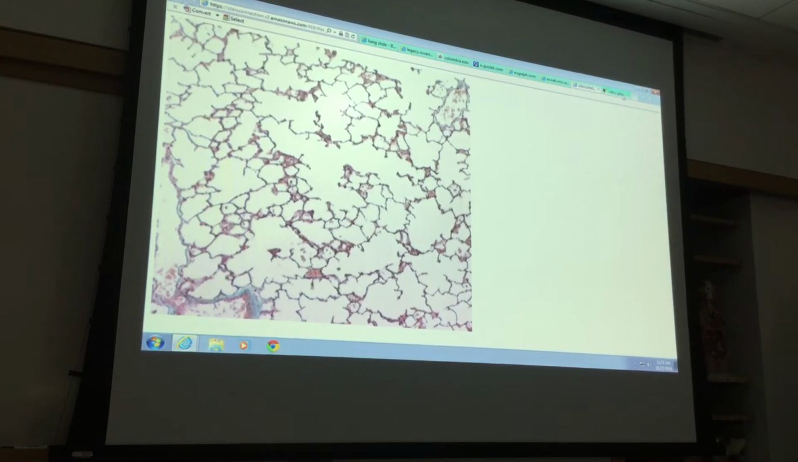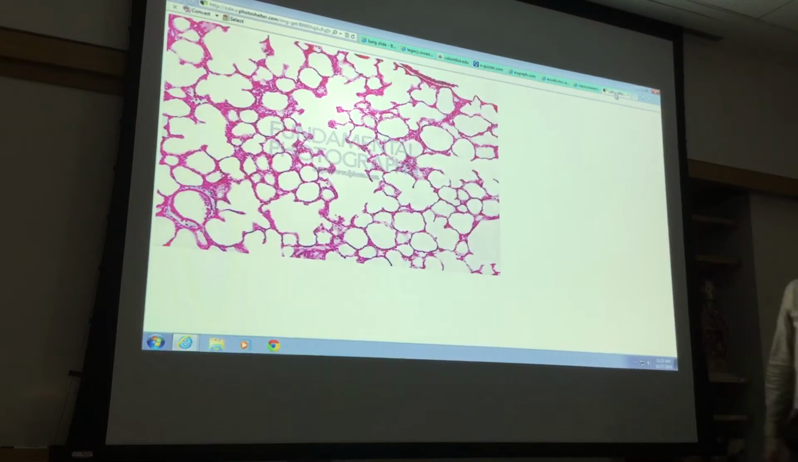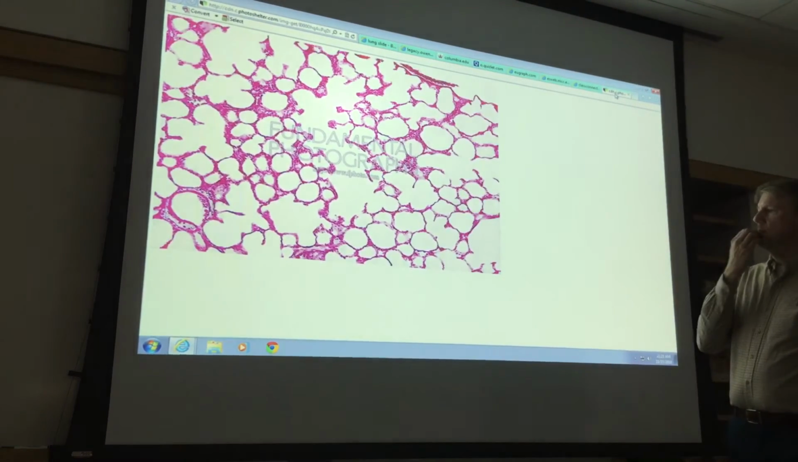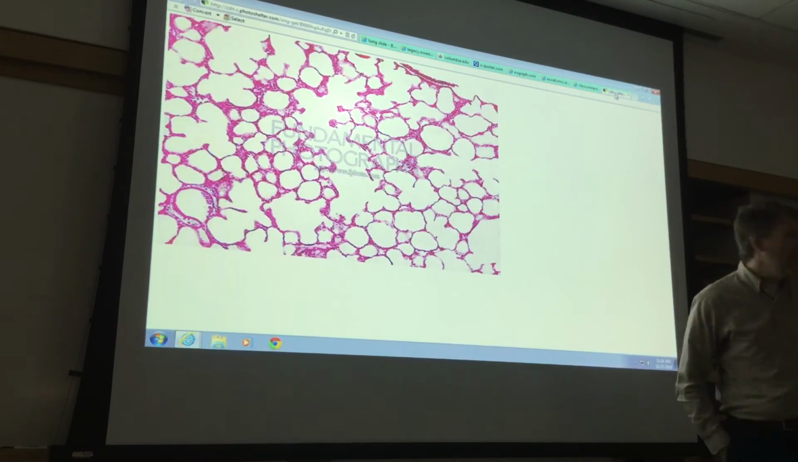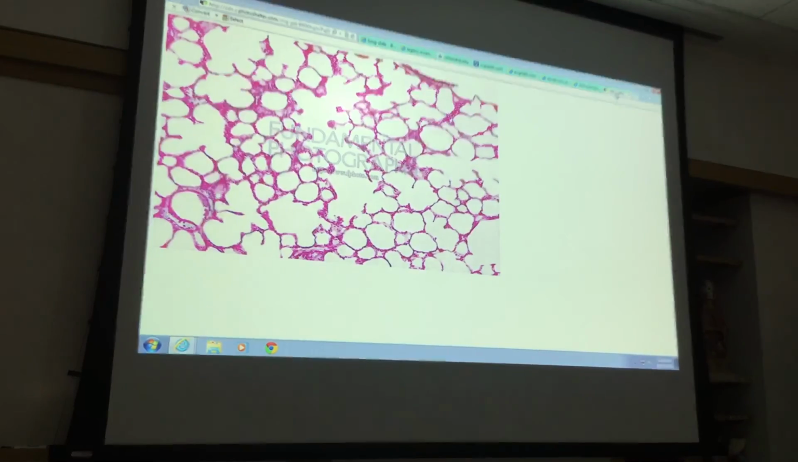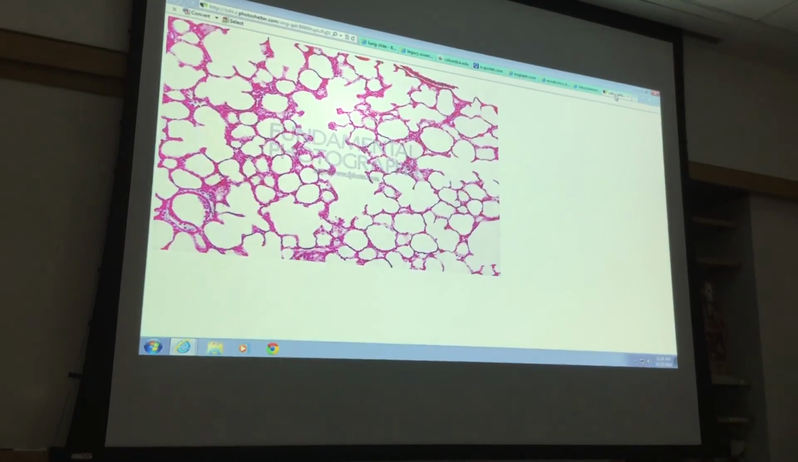Okay. And here's another picture of lung tissue. I think it's pretty easy to identify. I don't think I'll have too many problems with it. So that's pretty much it for the microscope slides. Like I said, I'll save the other stuff for review on Tuesday.